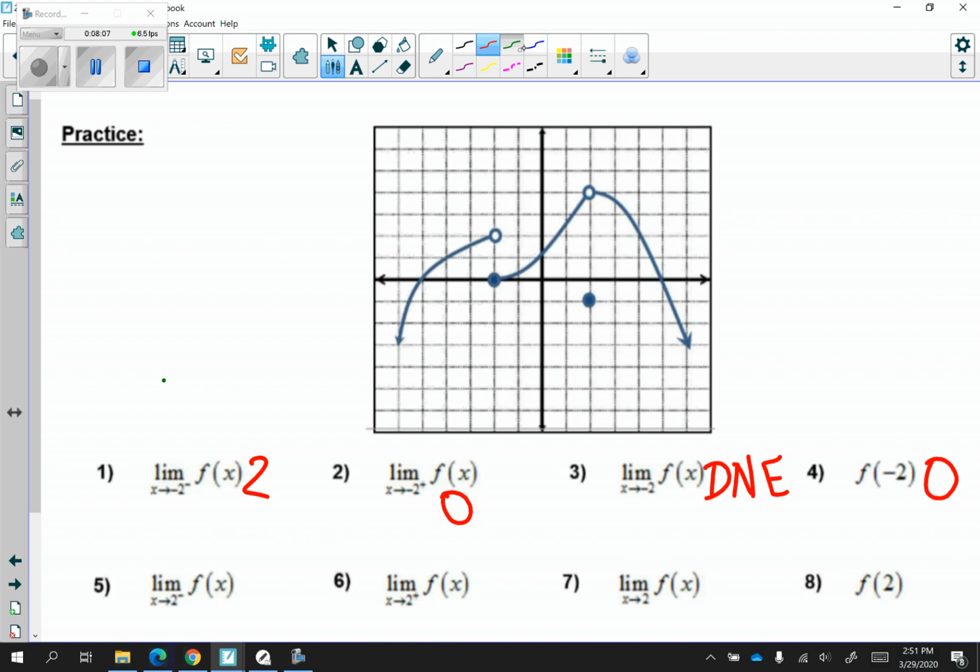Let's try the next. So the limit as x approaches 2 from the left. Here's 2 from the left. It approaches 4. 2 from the right. It also approaches 4. So therefore the limit as x approaches 2 of f of x, because both the left side and the right side match, it would equal 4. But remember, it's an open circle here. I'm looking for a closed circle for number 8, and that would be negative 1.